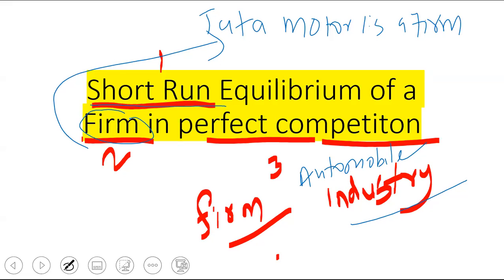Okay. So 2 points are very important. Shorten, the time is limited. All factors are not variable. Some factors are fixed, some factors are variable. Then we are discussing a firm, that is one company. We are not discussing the industry. I had given you the example of a single company. Tata Motor, Reliance Industry is a single company. But when we take the group of Reliance companies, all the companies will come in.